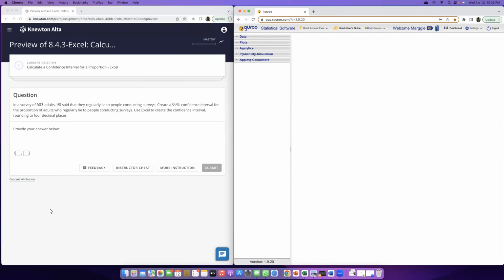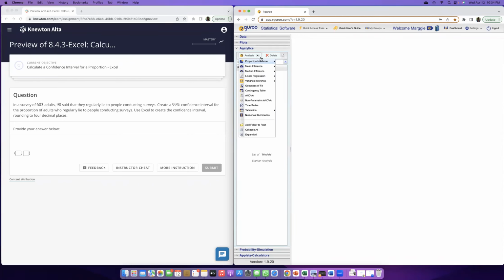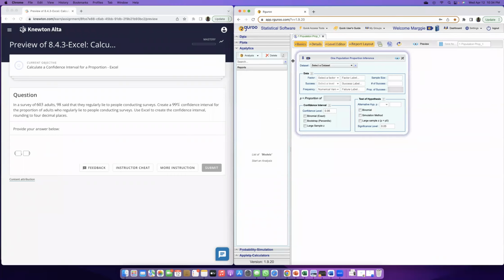All right, so this is a video for 8.4.3, which is calculating confidence intervals for proportions using RGuroo. Again, I have the problem in here and I have RGuroo next to it. To find confidence intervals for proportions, we go to analytics, we go to analysis and open the drop-down menu. We go to proportion inference and we choose the one population. So we have this window and we are going to work with this.